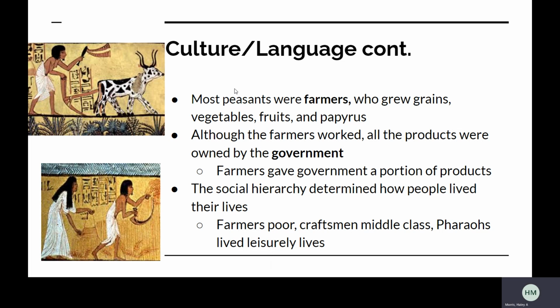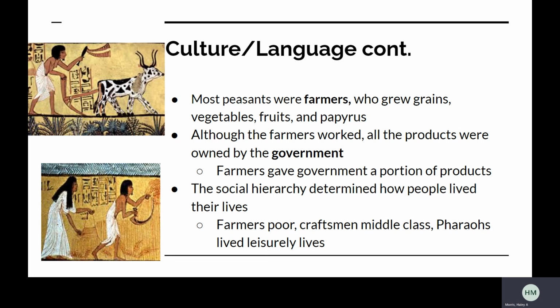Culture and language. So most peasants were farmers who grew grains, vegetables, fruits, and papyrus. And remember, papyrus is that plant that they made paper out of. And so most of them were farmers, like we talked about in that social hierarchy. The population was that group at the bottom. That's where we saw the farmers. So although the farmers were doing all the work, they were the ones working, all the products were owned by the government. And so the farmers essentially, in a way, worked for the government. They gave the government a portion of their products.